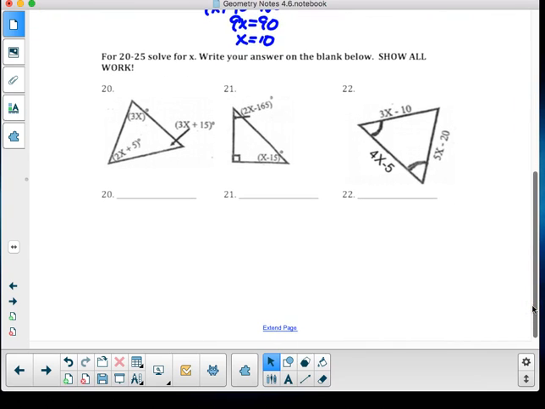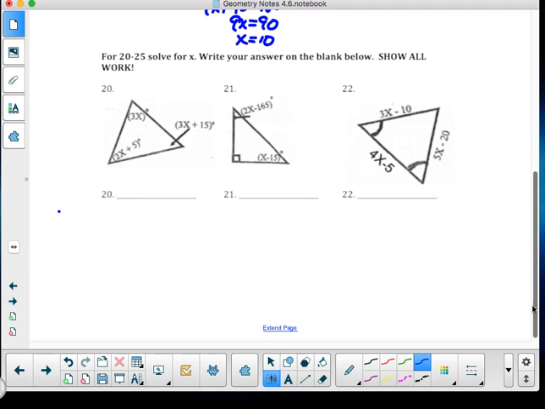Now in 20, 21, and 22, I'm just using triangle sum theorem or exterior angle theorem, and these are all triangle sum theorem, and nope, I lied. 20 and 21 are kind of triangle sum theorem, and 22 is isosceles triangle. It's kind of sneaky. Base angles are congruent, and that means an isosceles triangle. But let's start at 20.